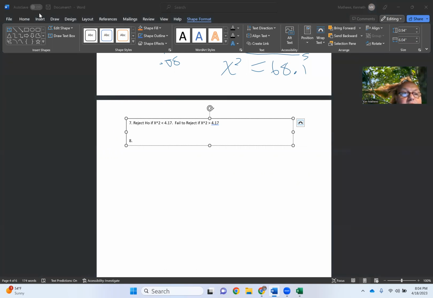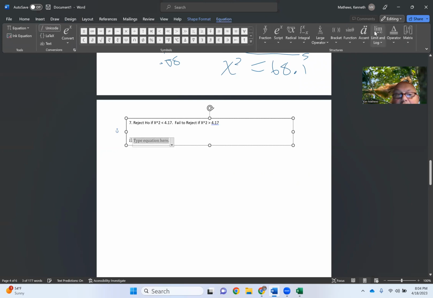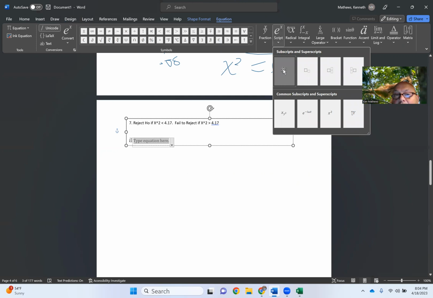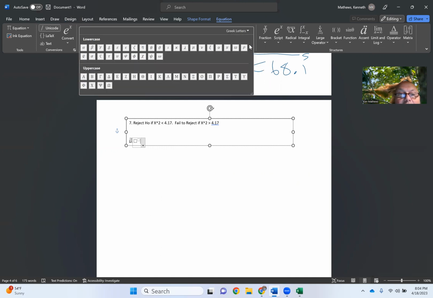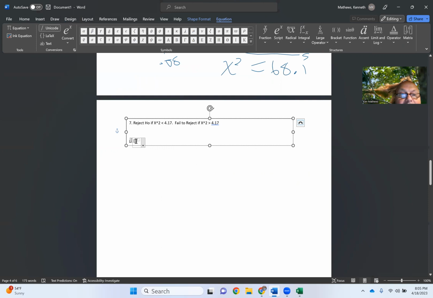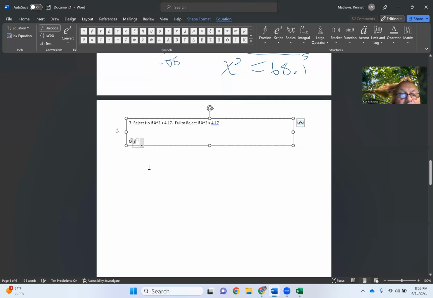Go to Insert, equation. I'm going to do one of these and find my little Greek letter chi-square. So let me go to Greek. There it is. In this little tiny box, I have to have the chi. There it is, chi squared.